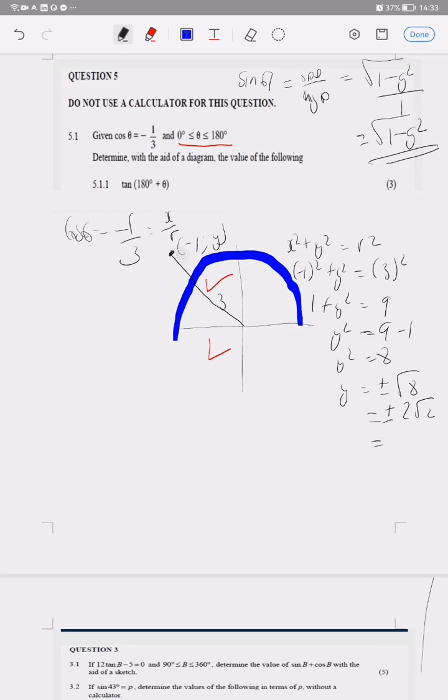So we check in the second quadrant, our y is what? It is positive, right? So I'm expecting a positive answer, so it's plus 2 square root of 2. So that is my solution.